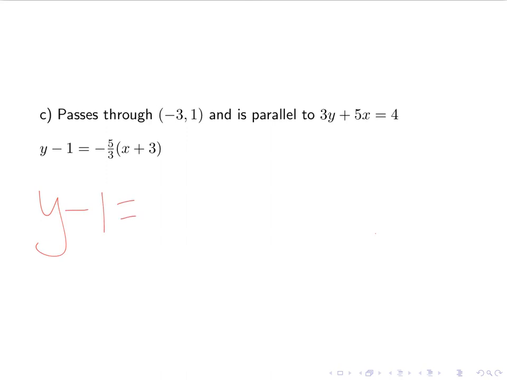So the first thing I'm going to do is distribute my m. So notice when I multiply 5/3 by 3, the 3's cancel and I've just got a negative 5. And then I'll add my 1 to both sides. So I end up with y equals negative 5/3 x minus 4. Don't forget, you can always check this, plug in your point, and make sure you're getting what you're supposed to get. Okay, there's no reason not to check any of your answers.